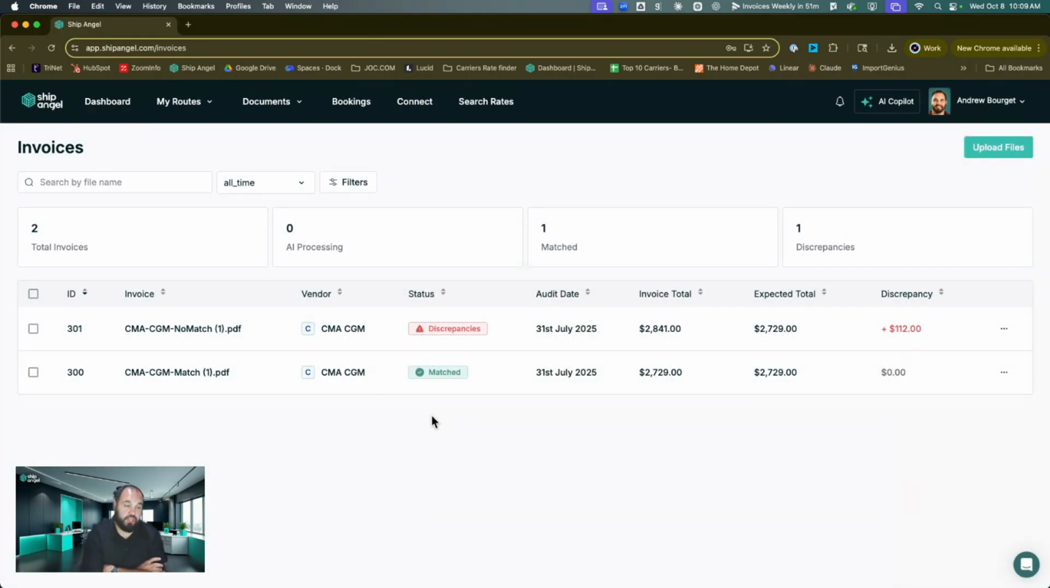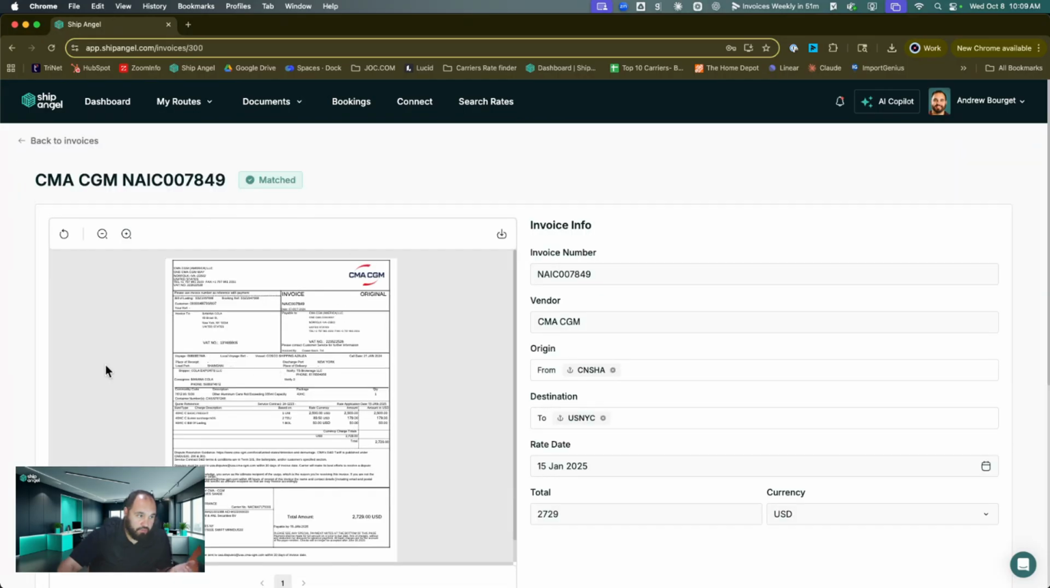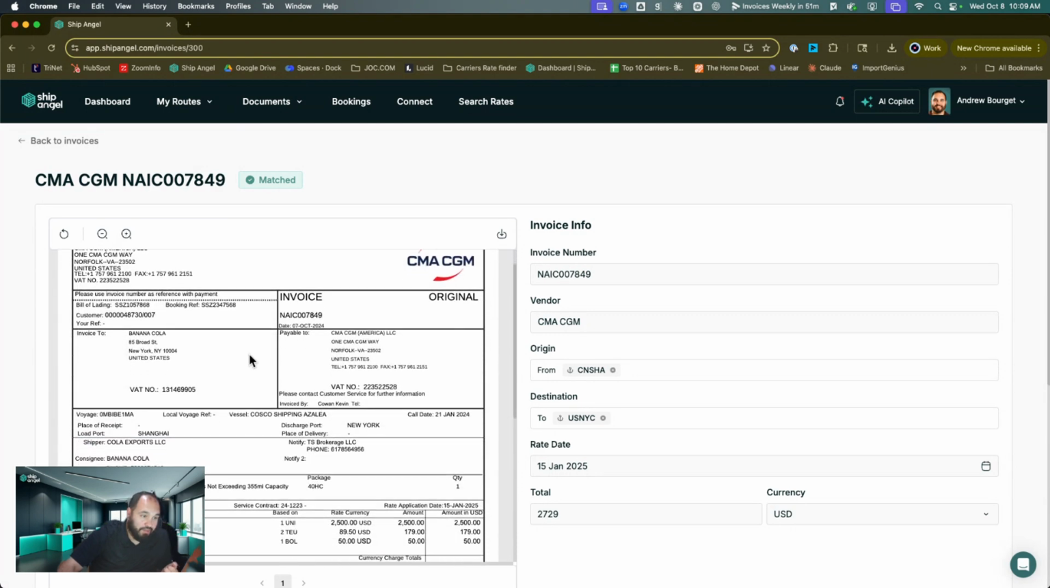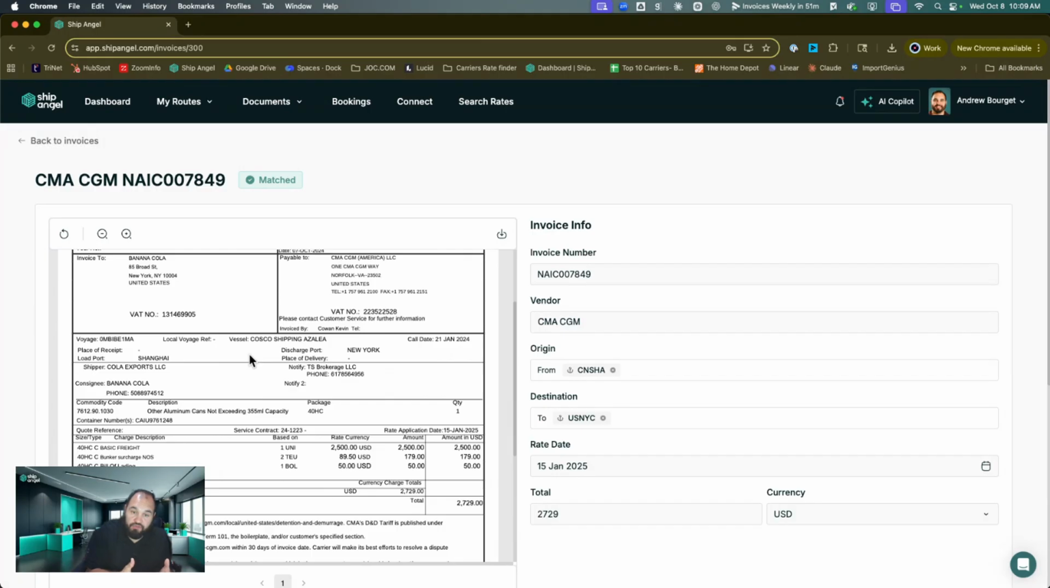What the system is then going to do is understand what charges are being charged inside these invoices. I'm going to look at this invoice here. It happens to be a CMA invoice that we doctored up for this hypothetical Banana Cola customer. But what's useful here is now I have a place to store these invoices. Again, not someone's email, not a drive folder that sometimes works, sometimes doesn't. It's all centralized in my rate platform.